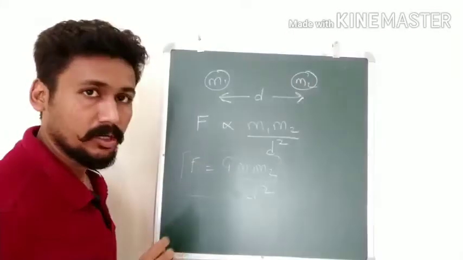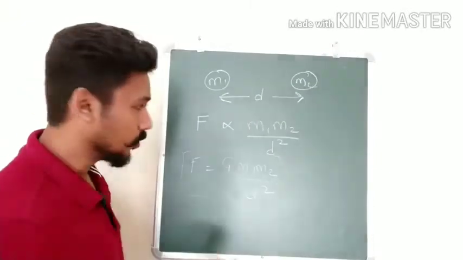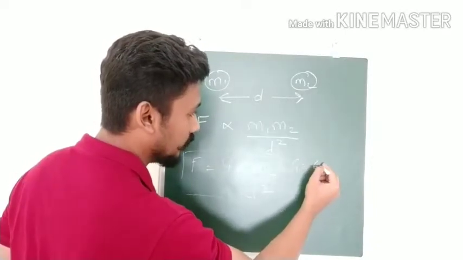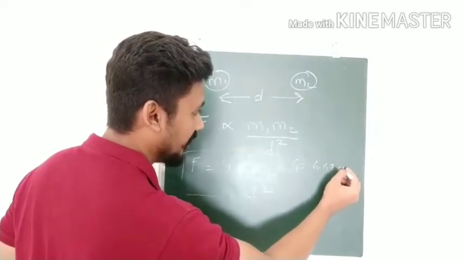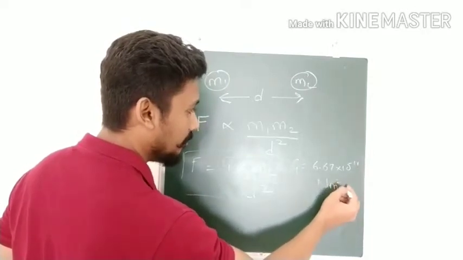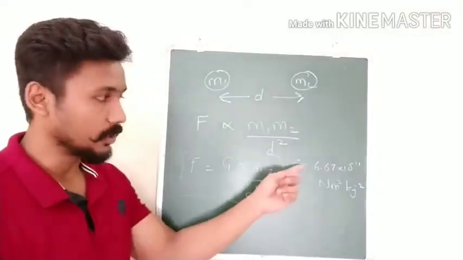This G is called the universal constant of gravitation. Experimentally we have found that G is equal to 6.67 into 10 to the power minus 11 newton meter square per kg square. That is the value of G.